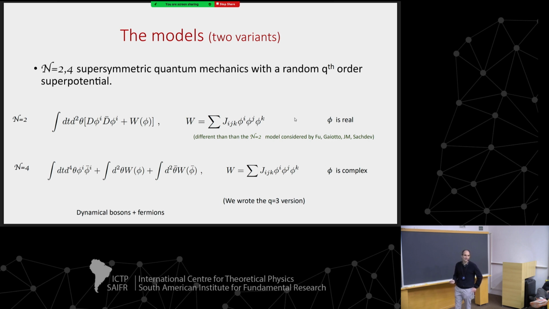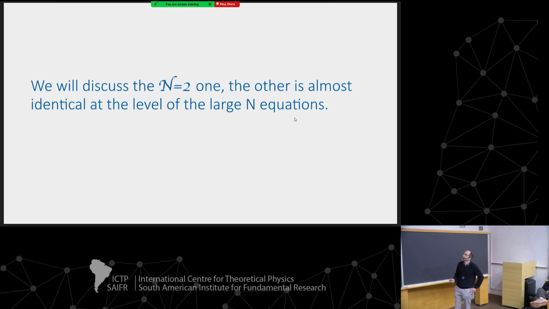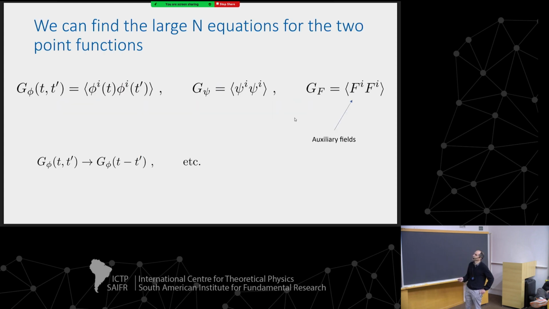I hope it's clear. So we'll be studying this model and seeing what happens with it. We'll mainly discuss the N equal to 2 model, because the other one is almost identical at the level of the large N equations. We'll discuss a few differences later, but for the moment, they are more or less the same.